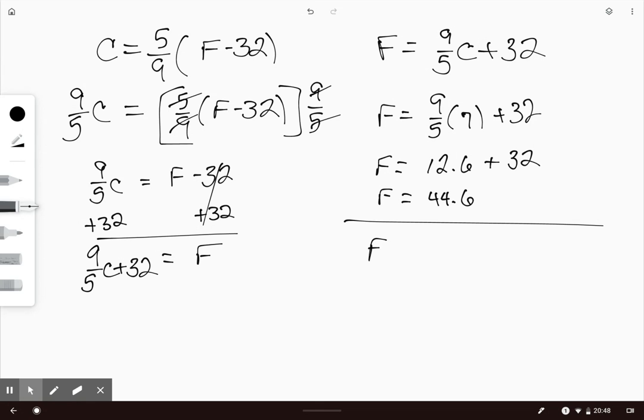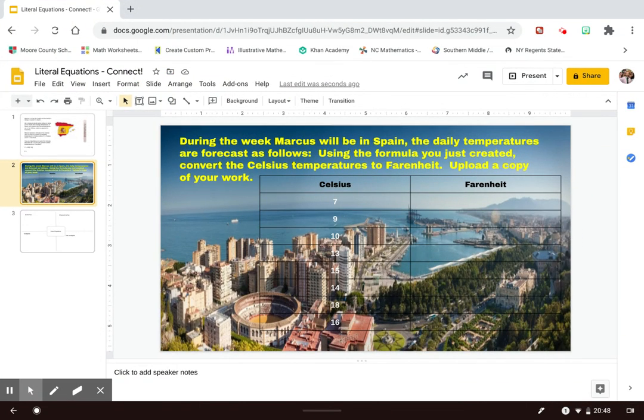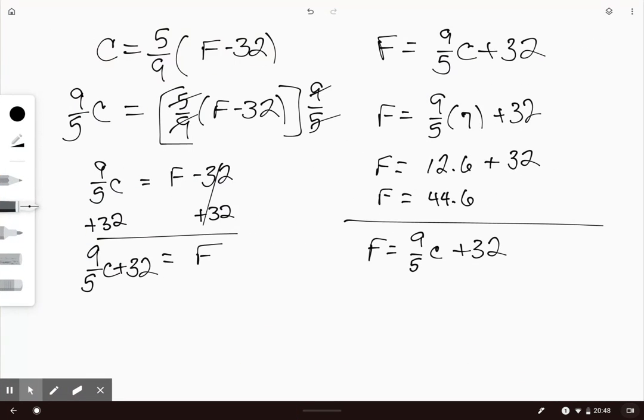So if I take my next one, which is F equals 9/5 times C plus 32, and my other Celsius temperature was 9, then I'm going to do the same thing, which is simply input the 9 in for C. So I multiply 9/5 times 9, which gives me 16.2.